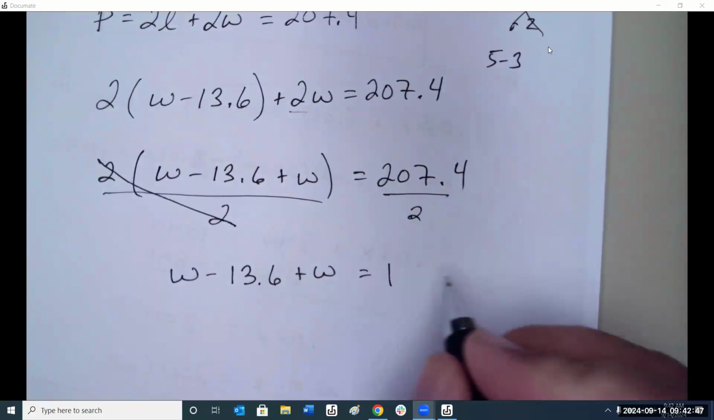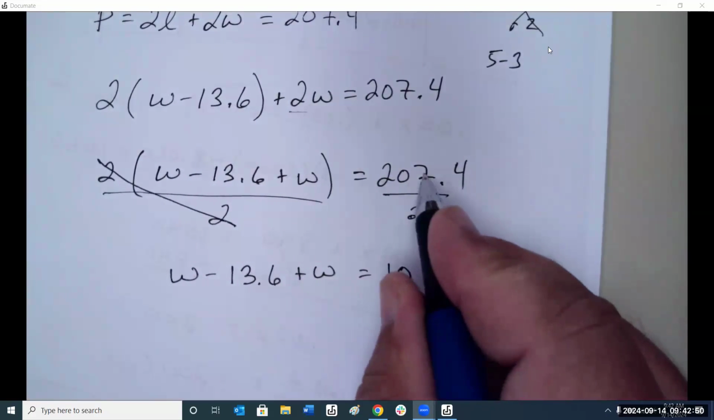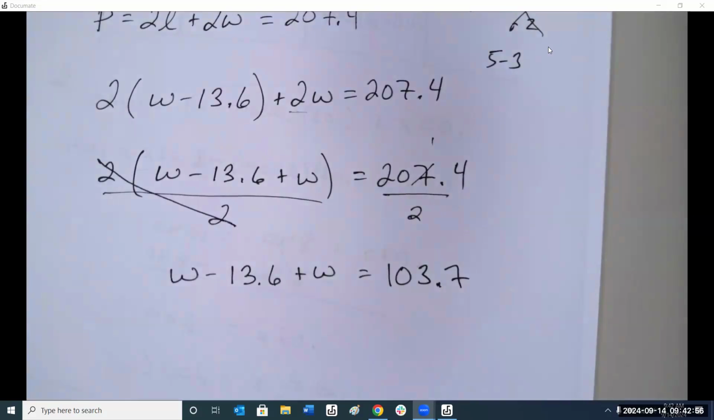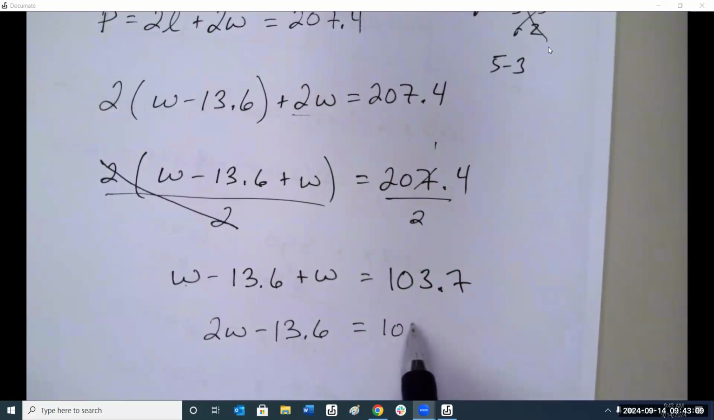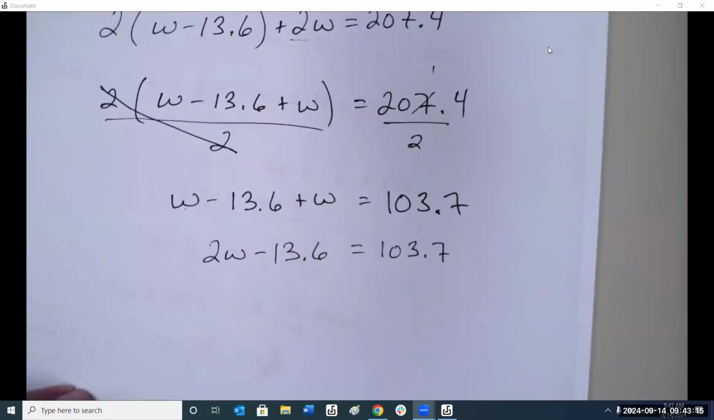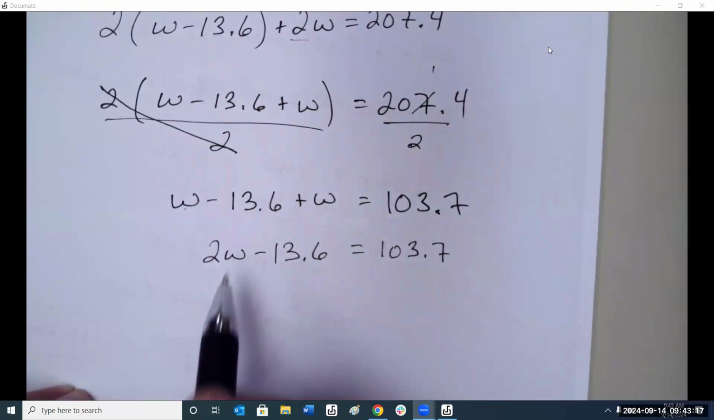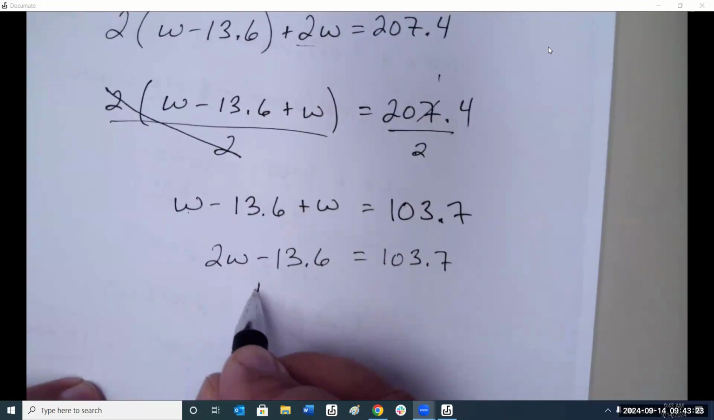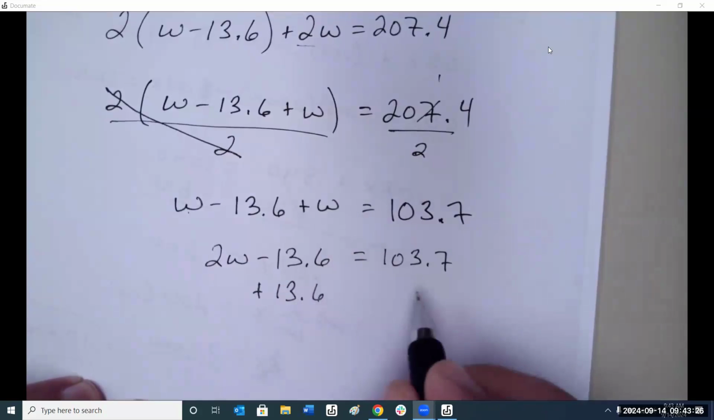Two goes into 2 once. 0, 3, 1 left over, 0.7. Combine like terms. We're solving for W. Do what next? Add 13.6.